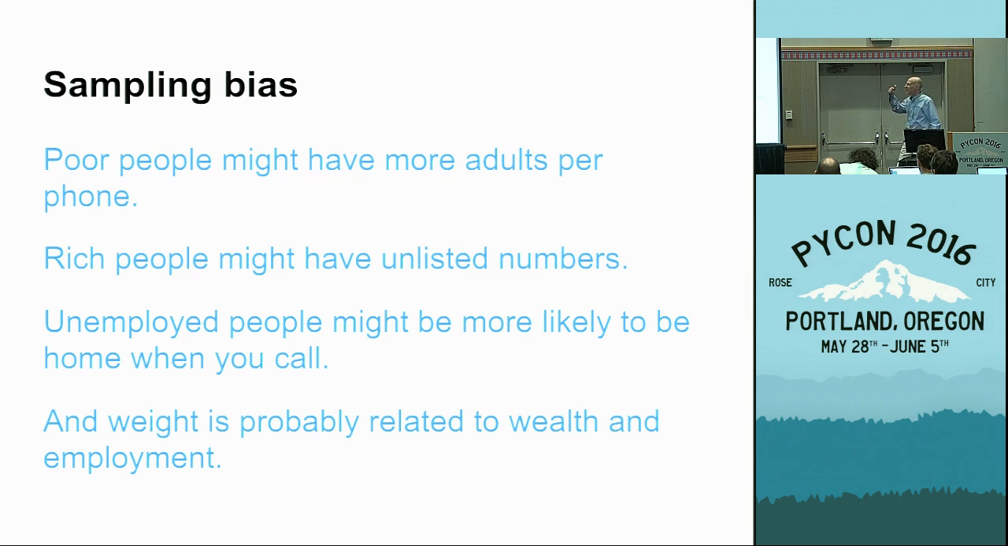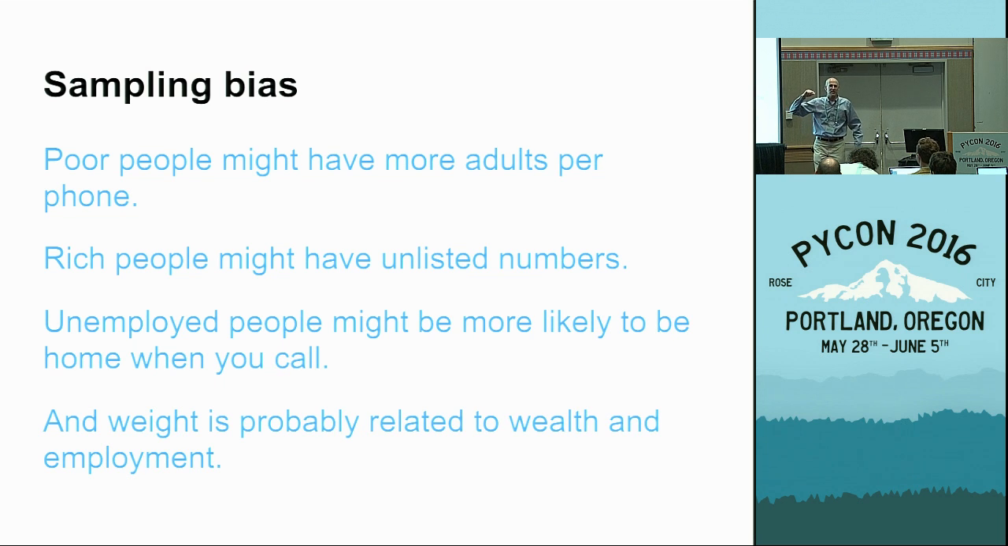Here are a couple of ways that that could come up in my sample. This came up: household size. If you live in a big household, you are less likely to get selected, and that is probably related to wealth, and wealth is probably related to weight. And this is rule number one of all social science, which is that everything correlates with income, and therefore everything correlates with everything else.